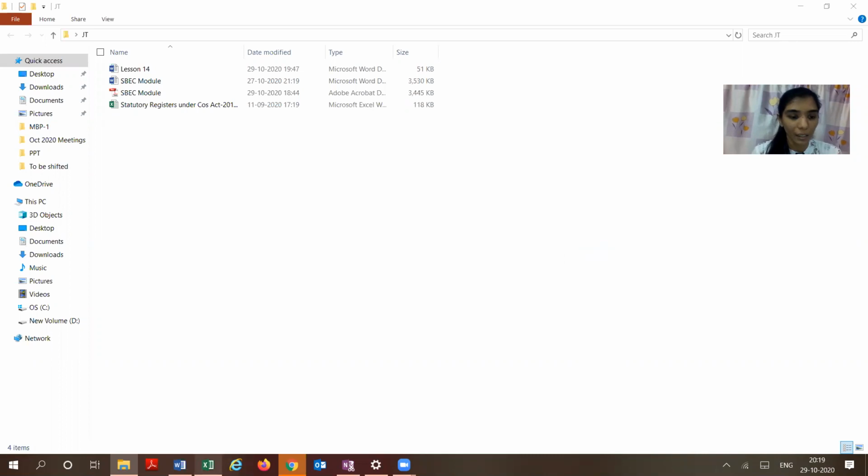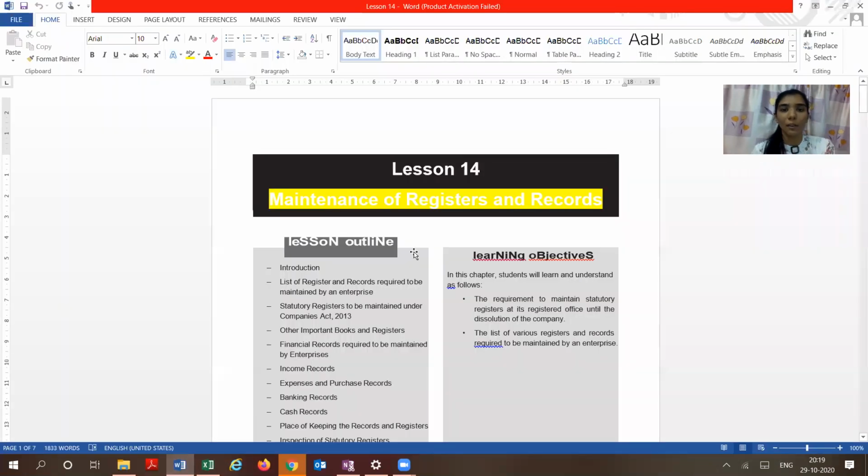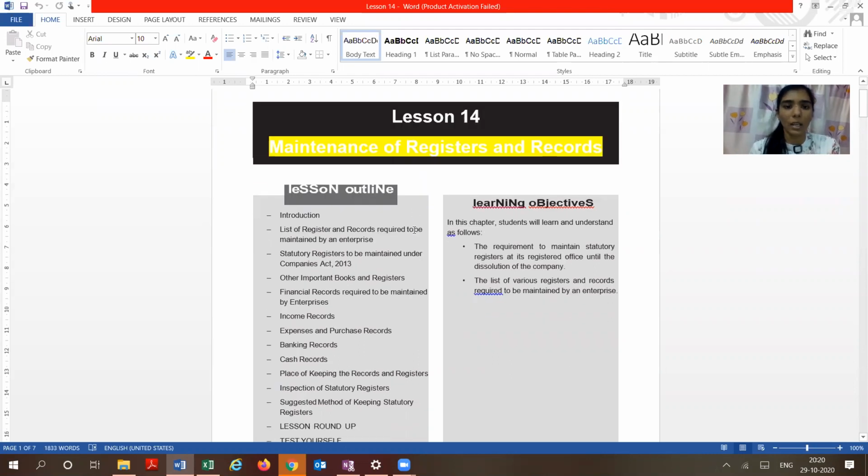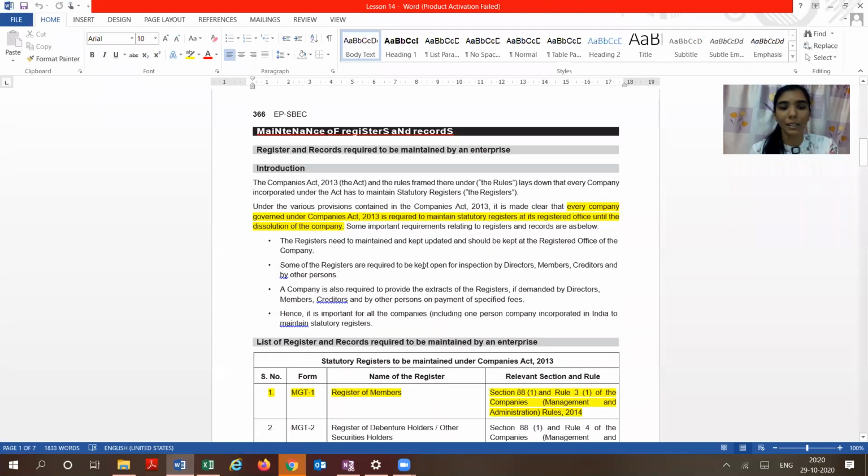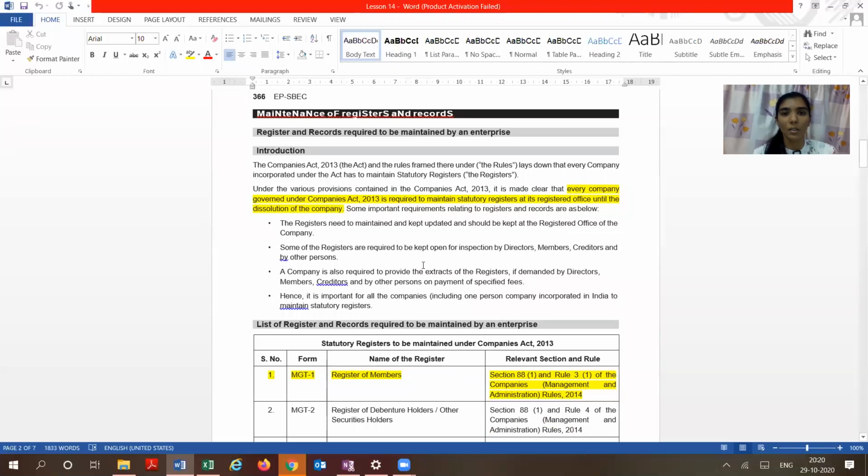So let's begin. The chapter that I will be covering today is maintenance of registers and records. Any company has to maintain statutory registers. So why is it called a statutory register? Because it is required by law, by a statute. So all the companies have to maintain statutory registers. There are various statutory registers.